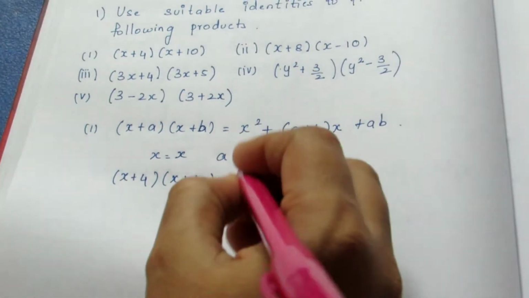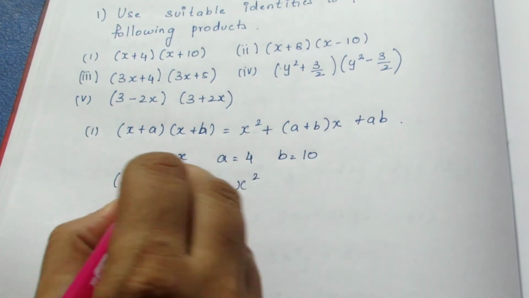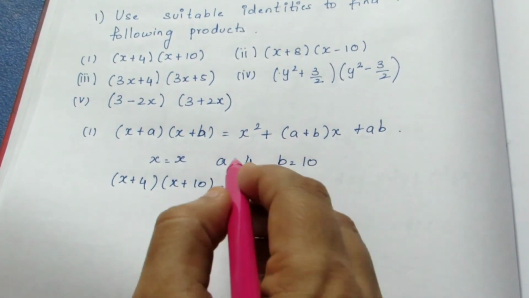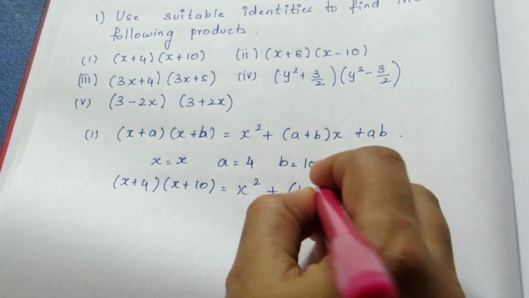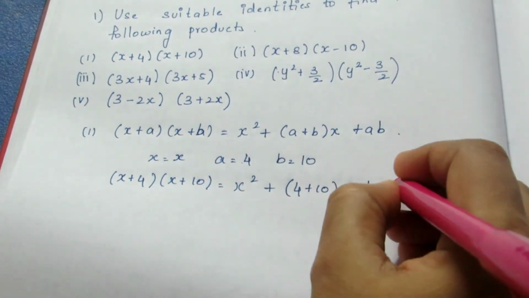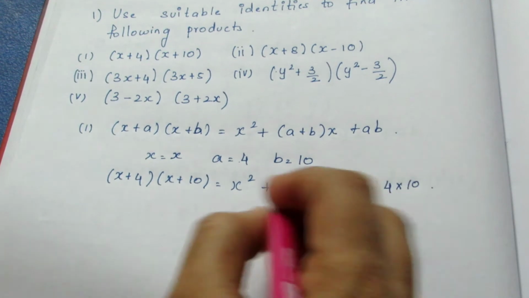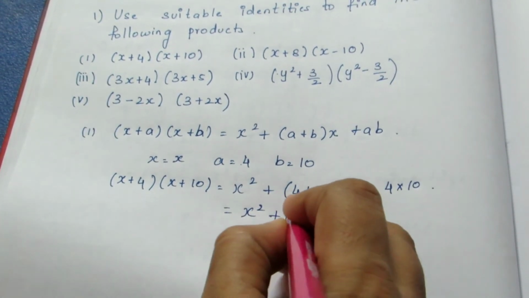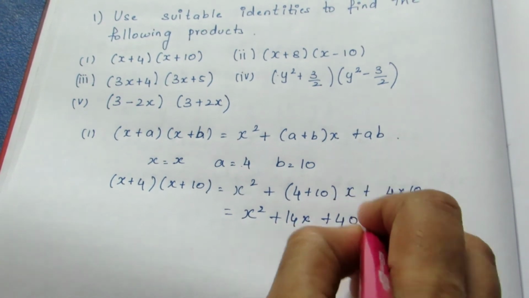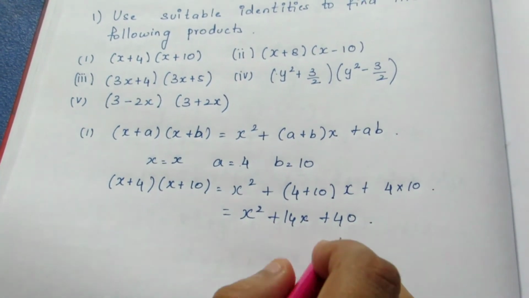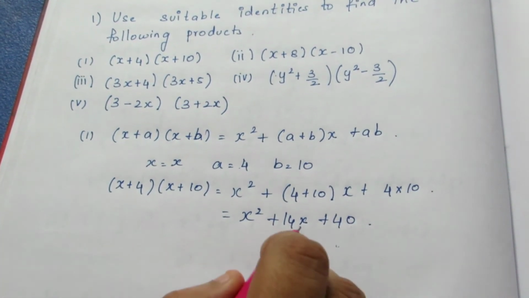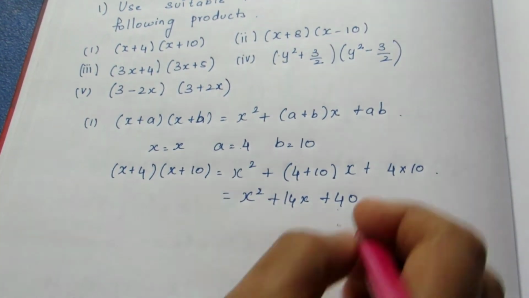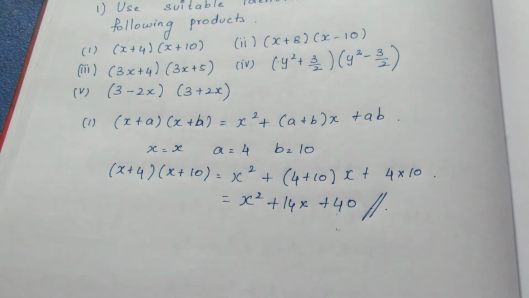Now it is x square, so write it as usual. Your a plus b will be 4 plus 10 into x plus ab will be 4 into 10. If you solve this, we get x square plus 14x plus 40. Further we can't solve it because it's an x square term, an x term and a constant term. There are no like terms. We can leave the sum as it is. This is the final answer for the sum.